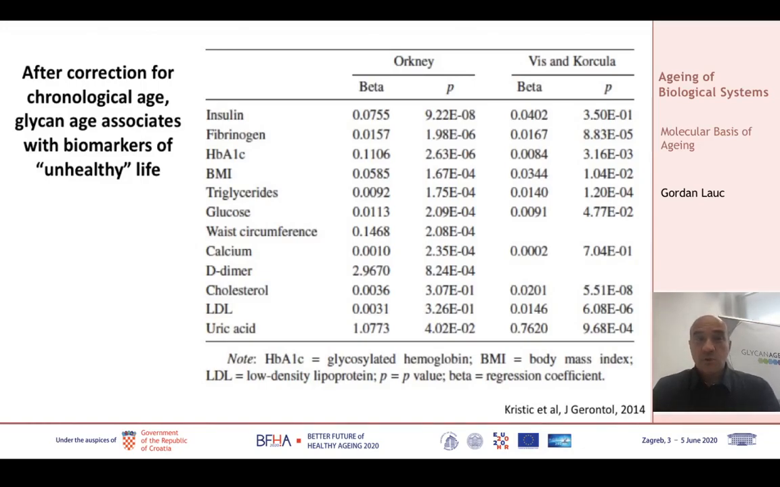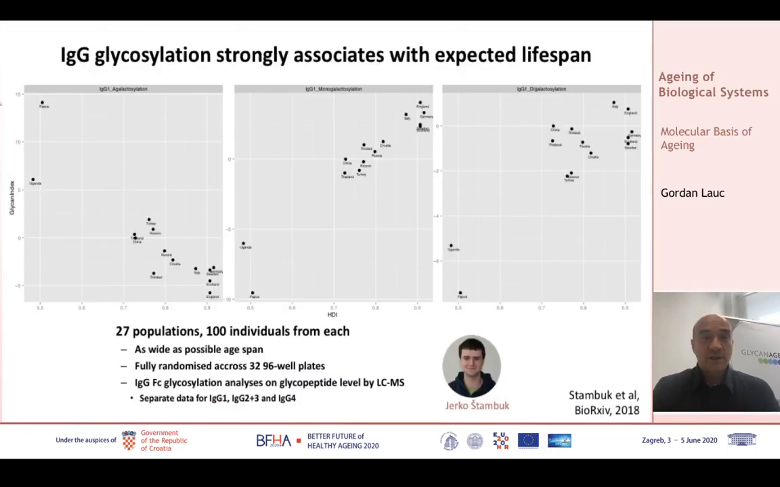We still do not know whether this is predictive of mortality because not many people in our cohorts actually died. But when we looked into the world and analyzed people from different countries, 27 different populations, we saw that there is a very high correlation between the composition of a glycome and expected lifespan.